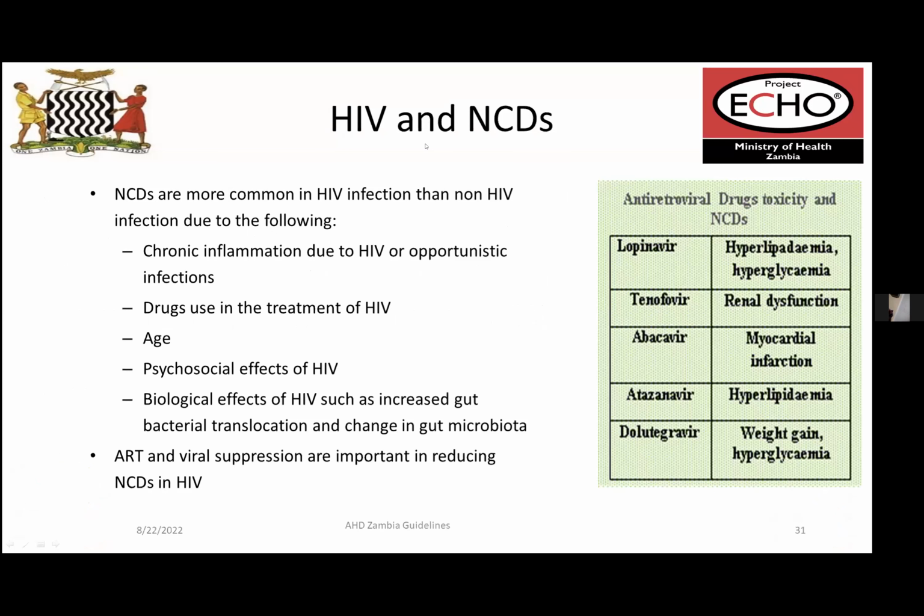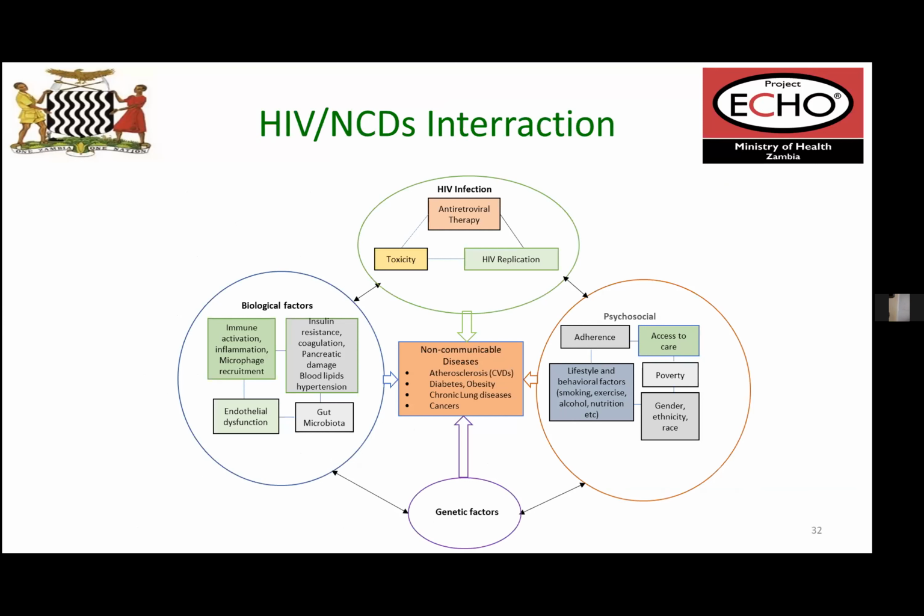Dr. Mwemba. Thank you. So HIV and NCDs. NCDs are more common in HIV infection than non-HIV infection due to the following reasons. Chronic inflammation due to HIV or opportunistic infections, the drugs that we use in the treatment of HIV, the aging population, psychosocial effects of HIV, and biological effects of HIV, such as increased gut bacterial translocation and change in the gut microbiota. It is also important to mention that ART and viral suppression are important in reducing NCDs in HIV, as you can see that OIs can enhance opportunistic infections.